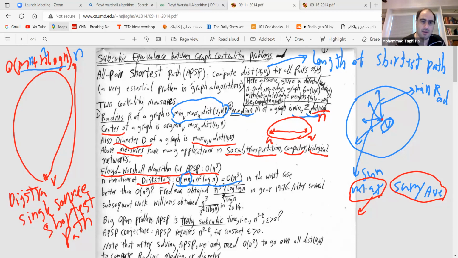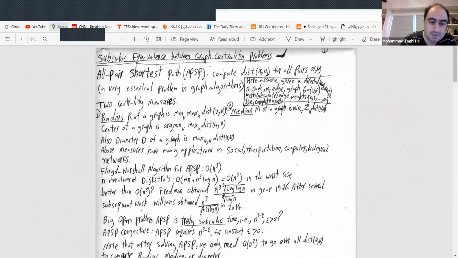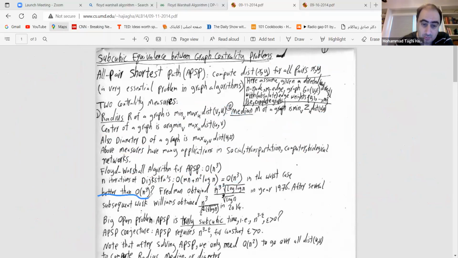The question now is, can we get anything better than n cubed? And the first such result was obtained by Fredman in 1976. So the old things. He got n to the 3 times the cube root of log n over the square root of log n. So this is less than log n, of course. So this is a little bit better than n to the 3.